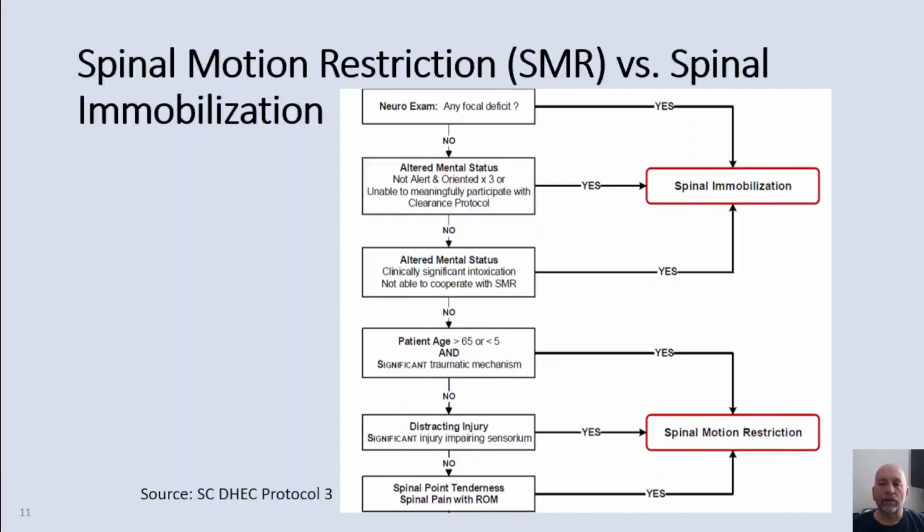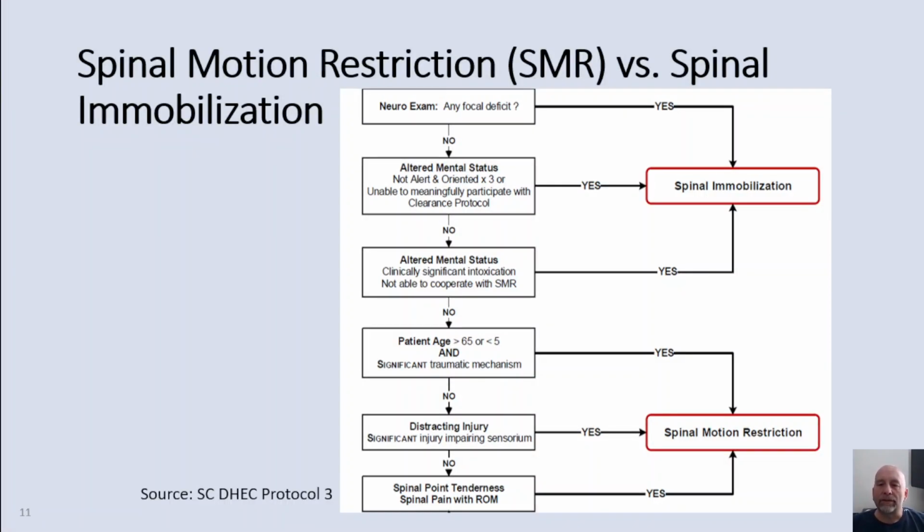As we see in the flowchart on this slide, spinal immobilization is indicated for patients who have any focal deficits on the neurological exam, patients with altered mental status who are unable to meaningfully participate in spinal clearance assessment, and any intoxicated individual who is uncooperative in spinal motion restriction. These patients should be immobilized on a backboard or scoop stretcher with a cervical collar and head immobilization provided.